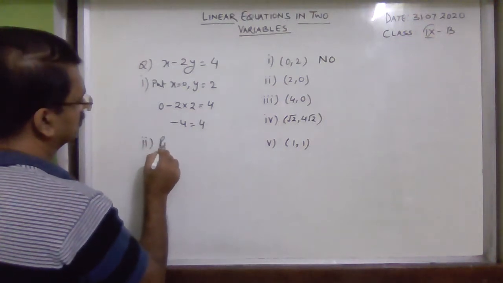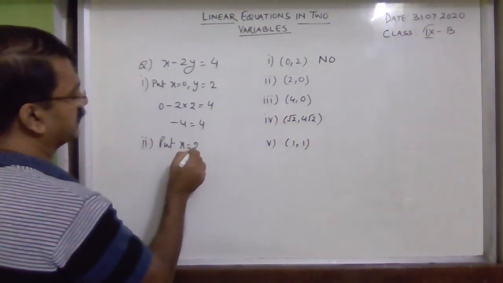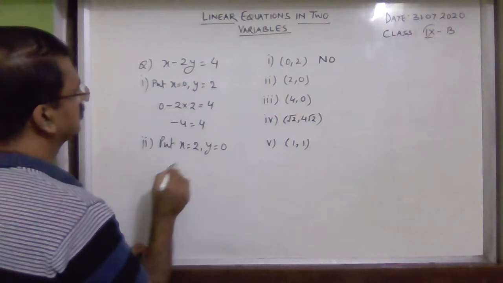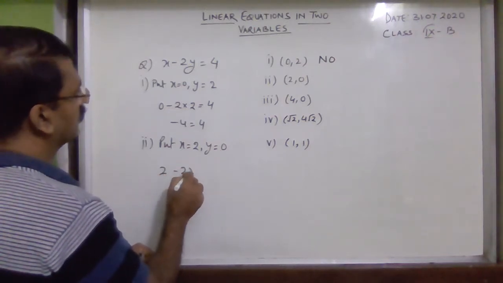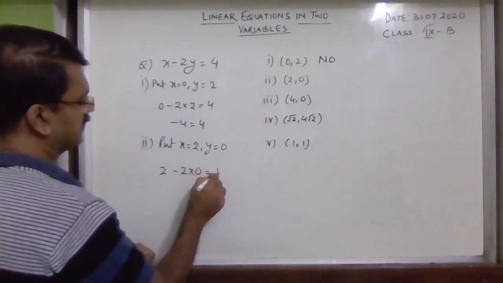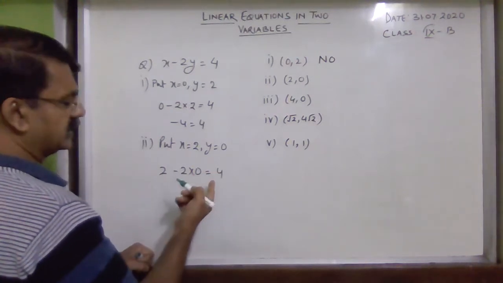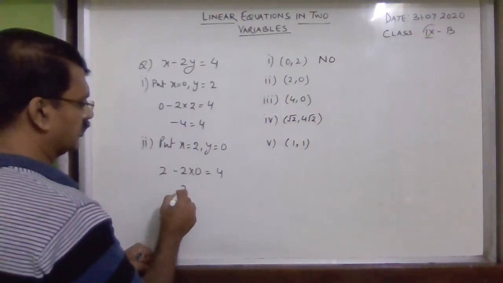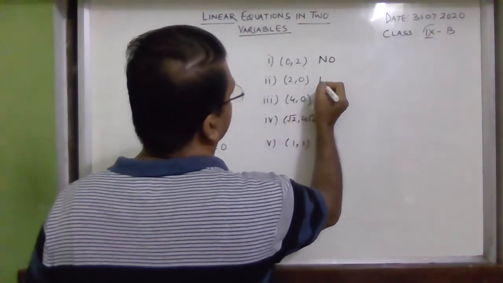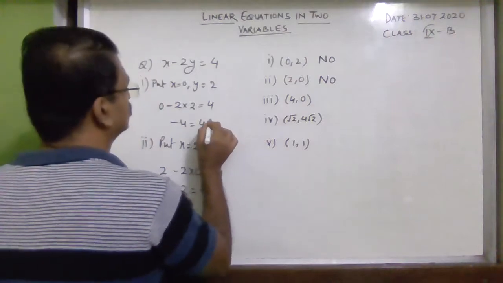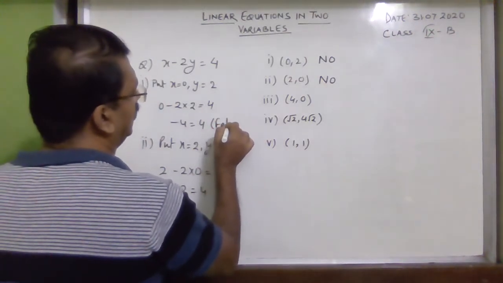Okay, now put x is equal to 2, y is equal to 0. 2 minus 2 into 0 is equal to 4. 2 into 0 is 0. 2 minus 0 is 2. So 2 is equal to 4. Once again, it is not correct. So the answer is again no.